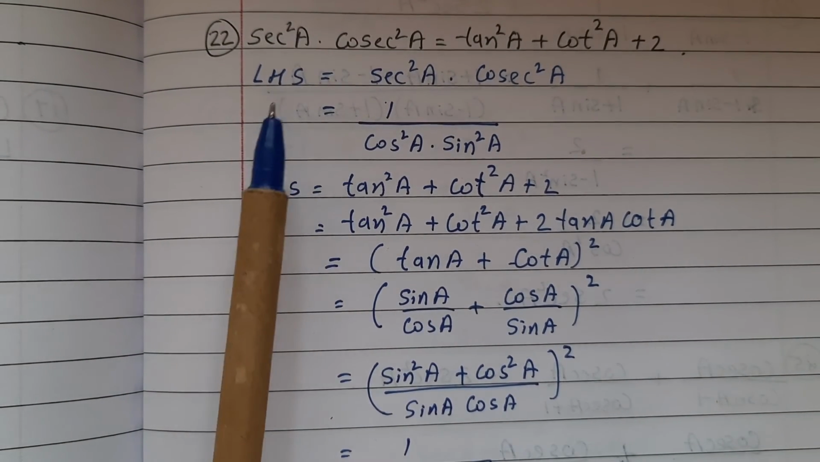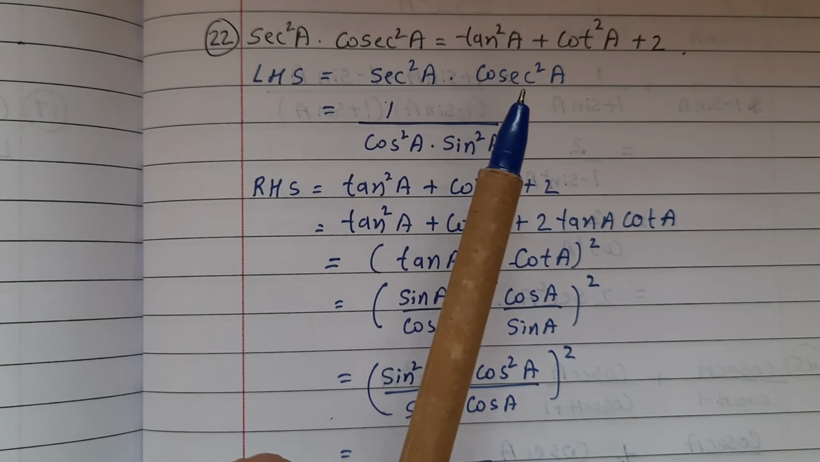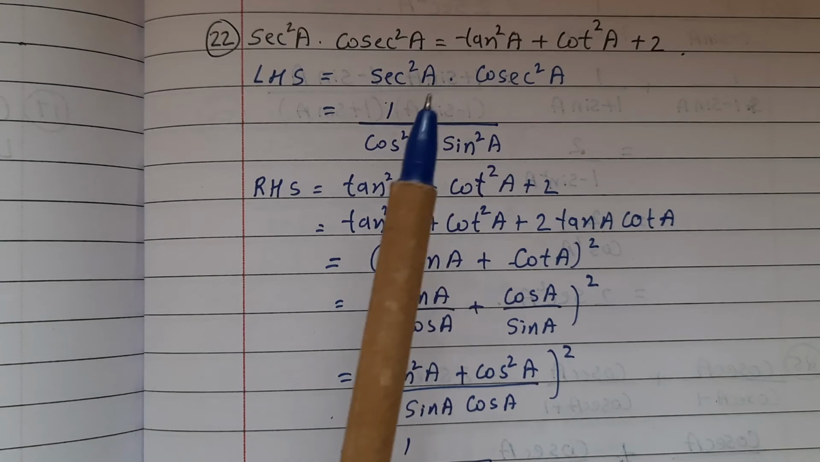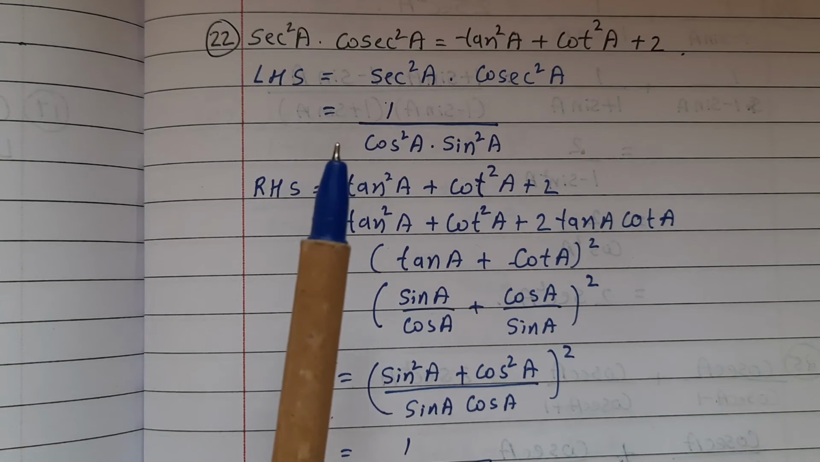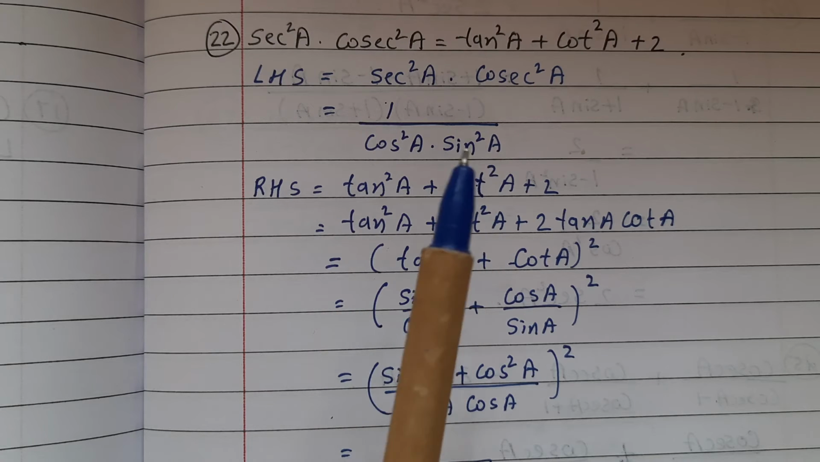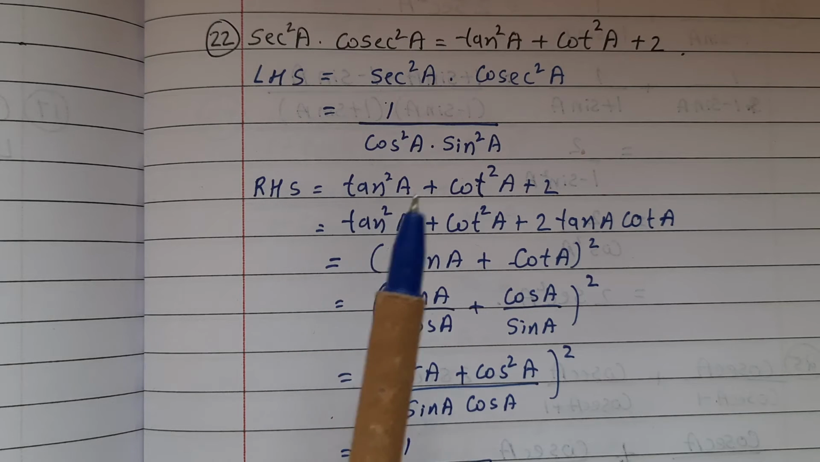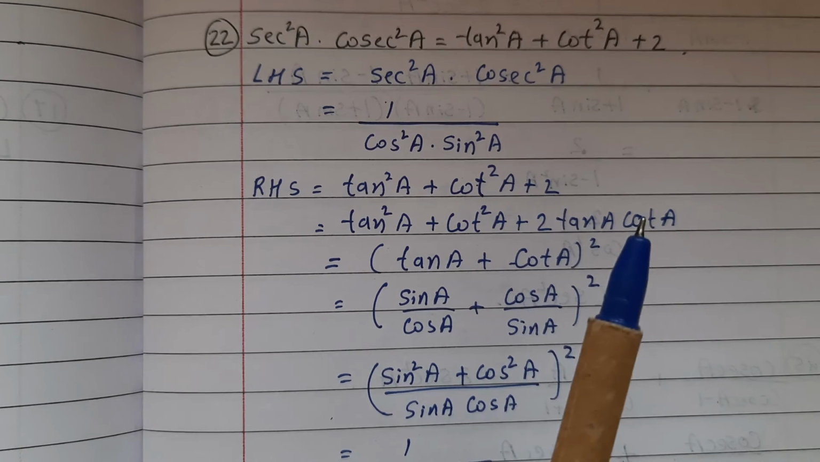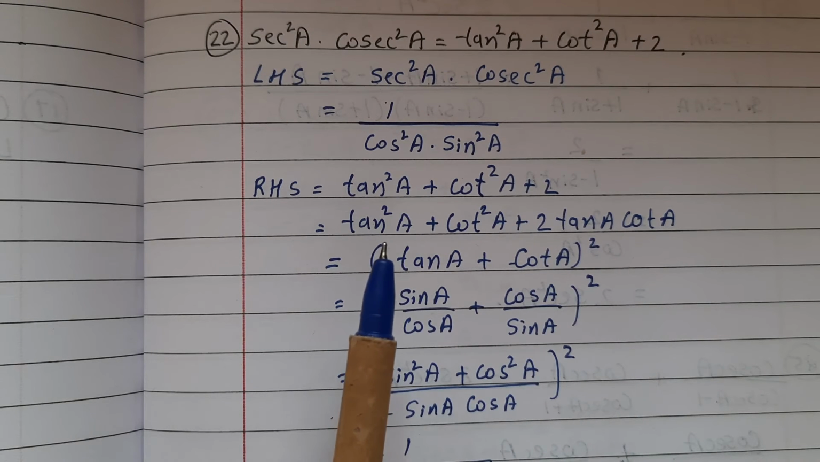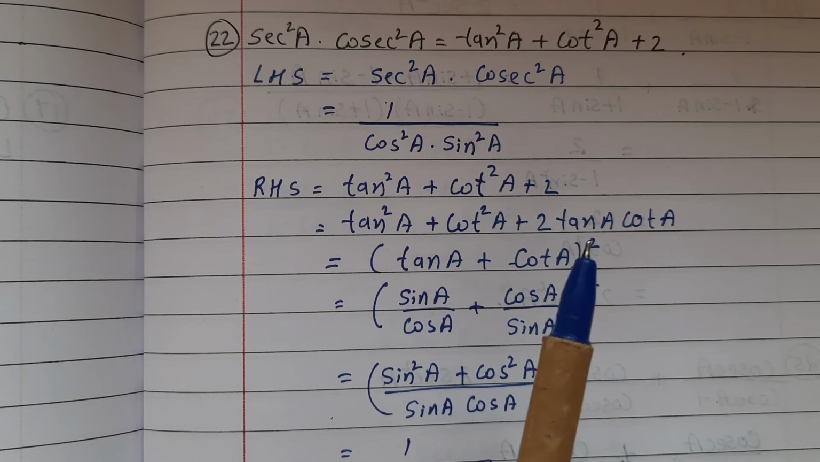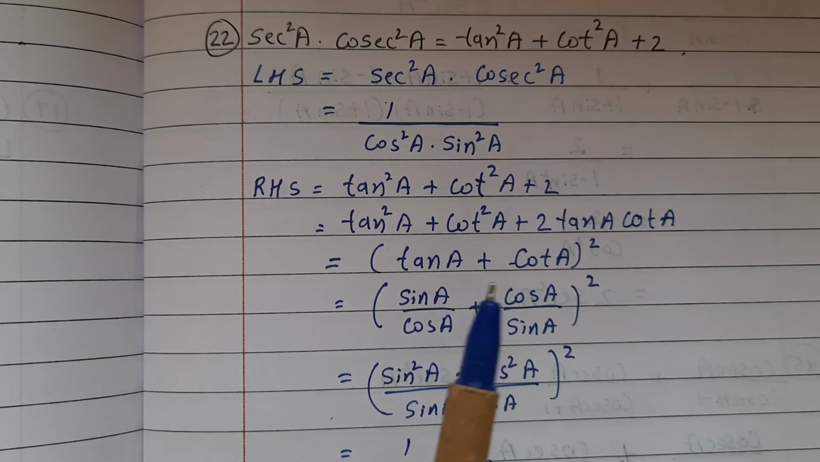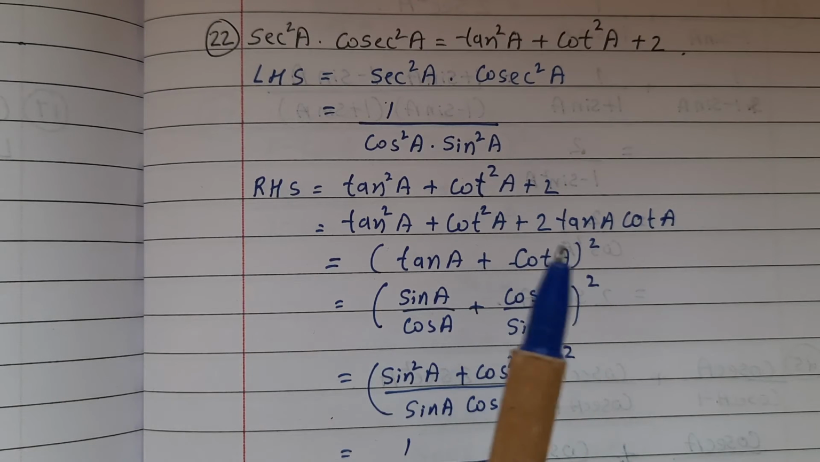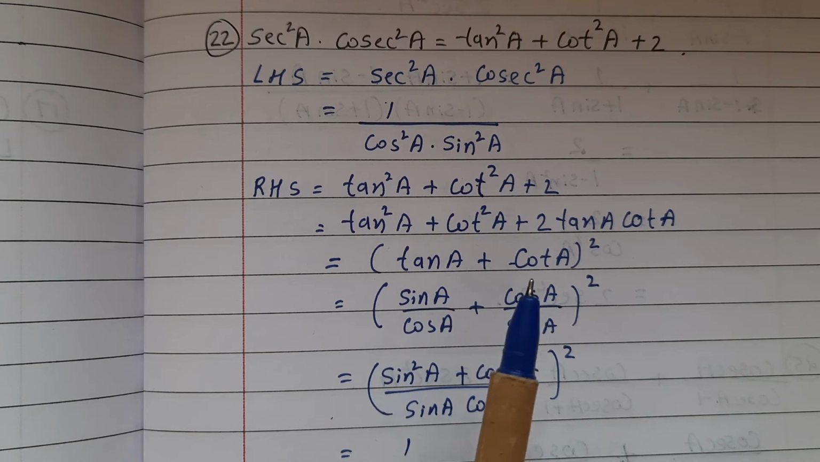Sum number 22. Left hand side is equal to sec square A into cosec square A, which is equal to, sec square A is 1 upon cos square A, cosec square A is 1 upon sin square A, equal to 1 upon cos square A into sin square A. Right hand side is equal to tan square A plus cot square A plus 2, where 2 is 2 into 1, and 1 is tan A into cot A. So tan square A plus cot square A plus 2 tan A cot A, which is A square plus B square plus 2AB, that is (A plus B) the whole square. Therefore, equal to (tan A plus cot A) the whole square.